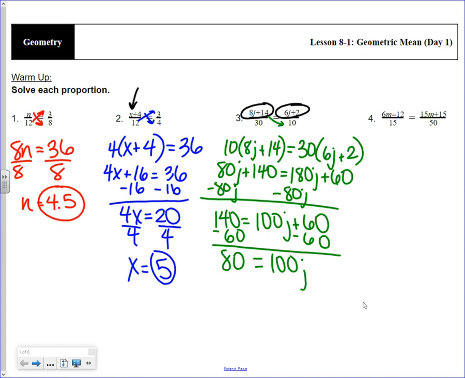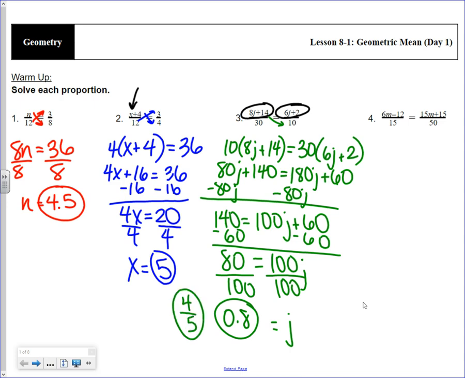And how do you solve that? Divide by 100. And don't be flipping out on me. What's j? 0.8. Can you turn that into a fraction for me? 4 over 5. Either of those answers would be totally acceptable.